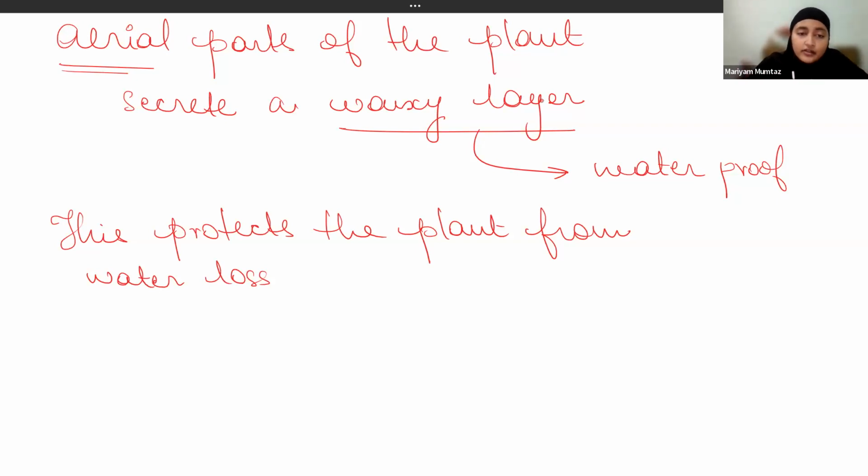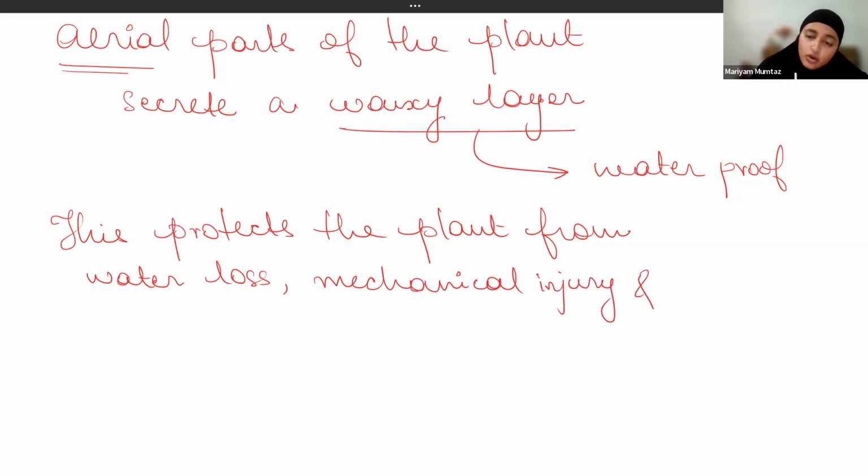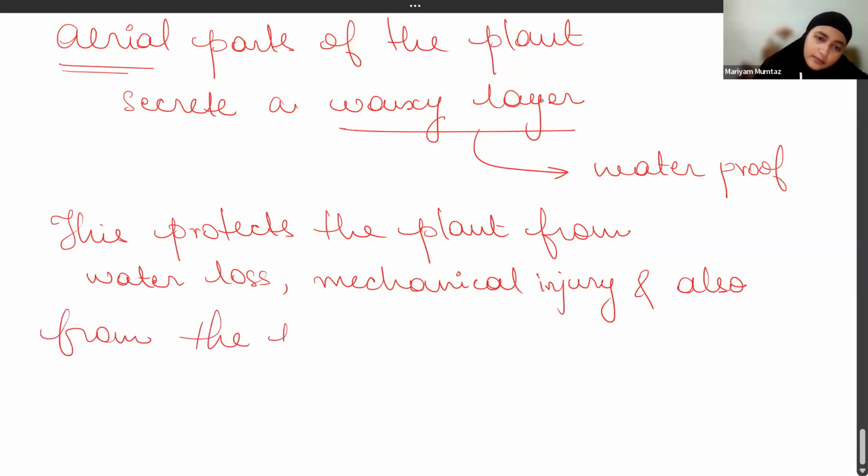Now see, apart from protecting the plant from water loss, it also protects the whole plant from mechanical injury. Okay, any sort of injury, so mechanical injury, and also from the parasitic fungi. Okay, parasitic fungi.